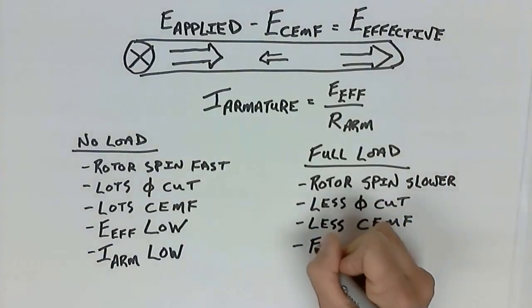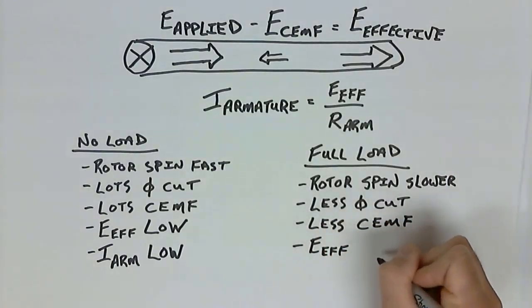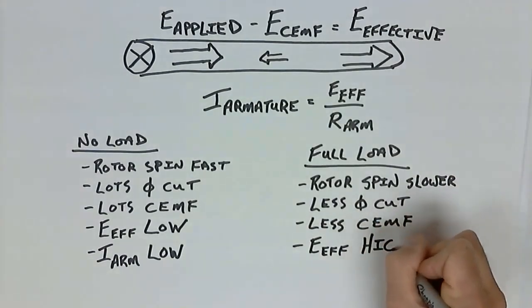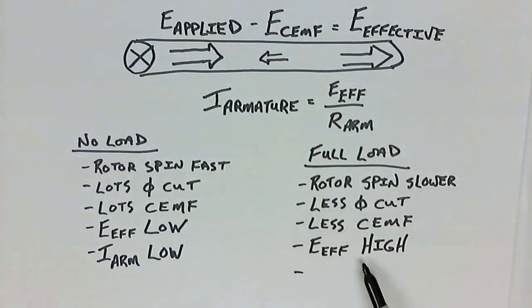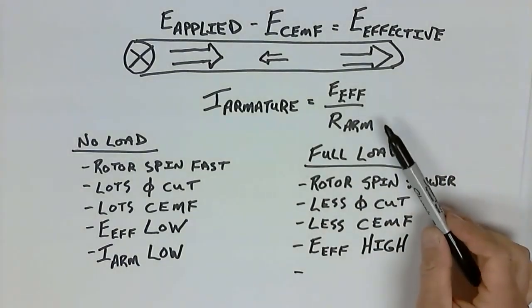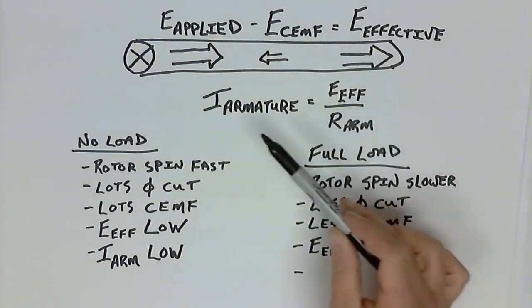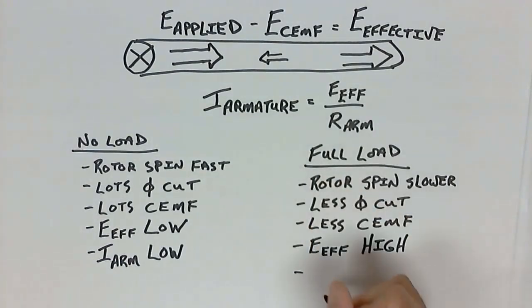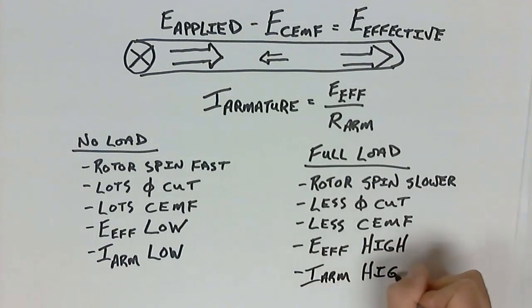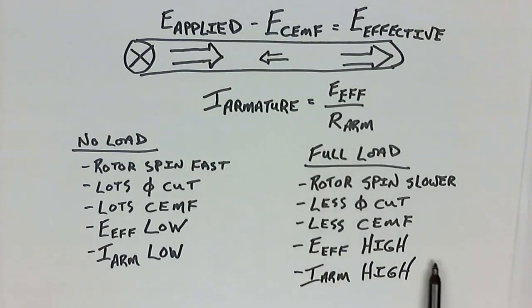So E effective would end up being high. And if the effective voltage is high, look at Ohm's law, E effective divided by the armature resistance would equal a higher armature current. I of the armature would end up being high also. And that kind of makes sense, doesn't it? Because when it's fully loaded, you would expect higher current because it's requiring more electrical energy in order to fulfill that mechanical load's requirement.